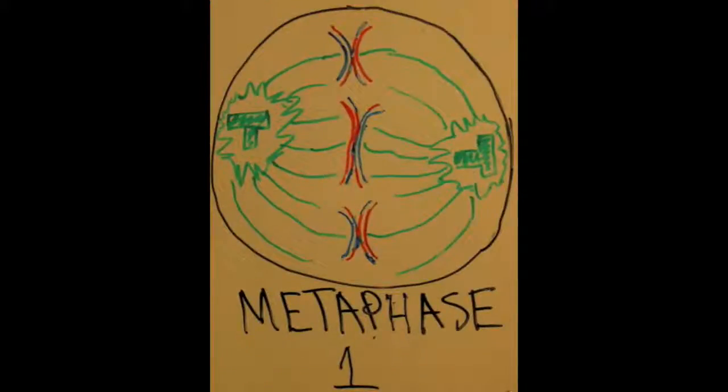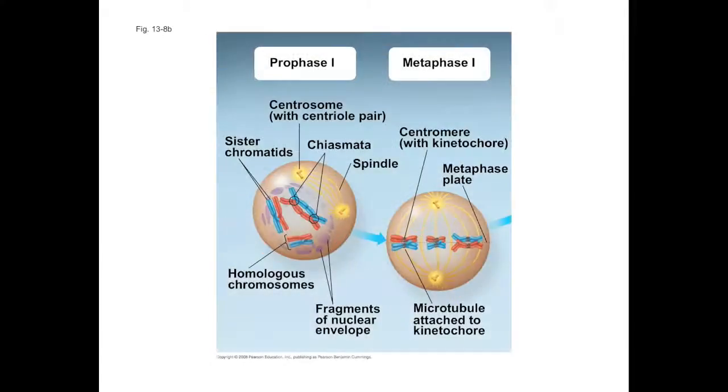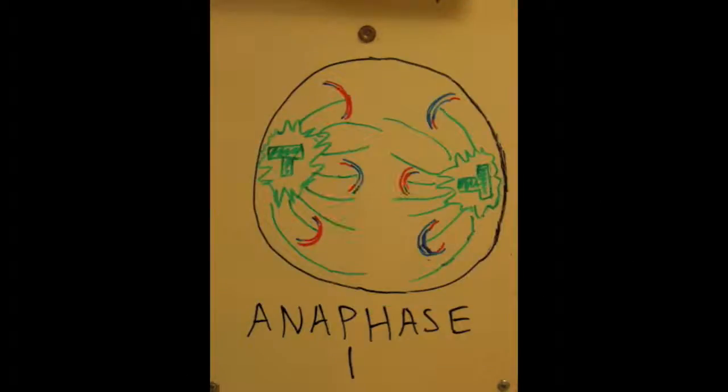In metaphase 1, the pairs of homologous chromosomes are arranged along the metaphase plate. Both chromatids of one homologous chromosome are connected to one microtubule from one pole. The other homologous chromosomes are connected to a microtubule from the opposite pole. In anaphase 1, the homologous chromosomes are pulled by the spindle fibers to opposite sides of the cell. The sister chromatids move as one unit towards the pole.